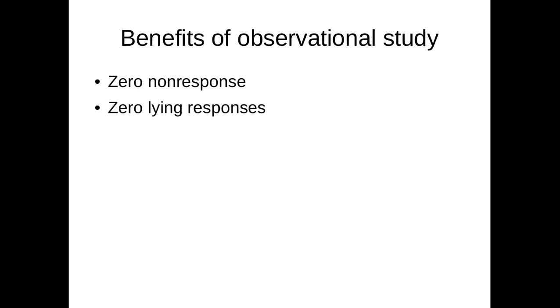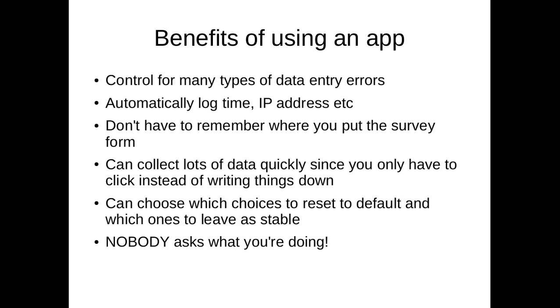Okay, so benefits of an observational study versus a survey: you don't get any non-response or lying. That's just not part of your problem. Benefits of using an app: there's a lot of controls for the data error. You can automatically log time, IP address. You don't have to remember where you put the survey form. You can collect lots of data quickly since you only have to click instead of writing things down, and you can choose which choices to reset and default to, so that, since I wrote my own app, I could do whatever I wanted.